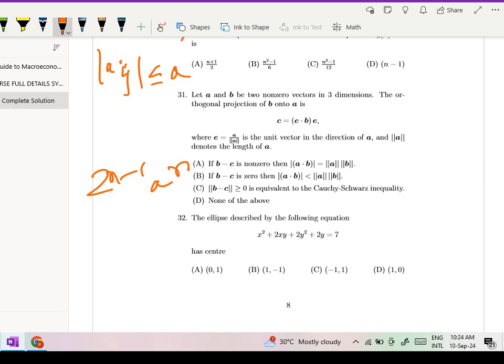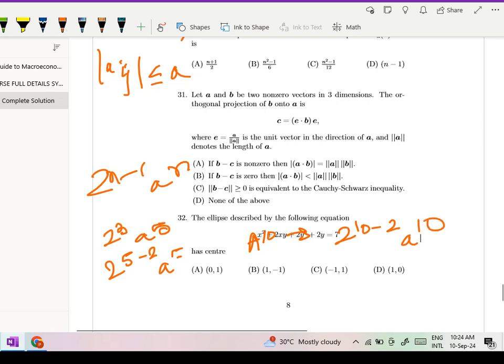So option A is what? A to the power 5. So that will go by like what? 2 to the power 3 a to the power 5. So 2 to the power 5 minus 2 a to the power 5. So A to the power 10 will be what? 2 to the power 10 minus 2 a to the power 10. Okay, and option C like this. So the correct answer will be A.